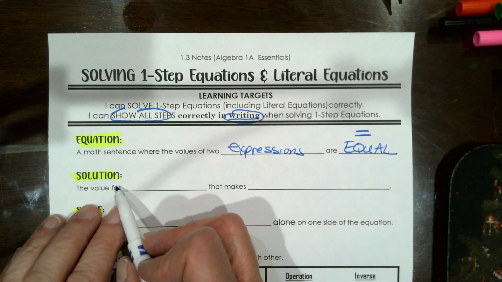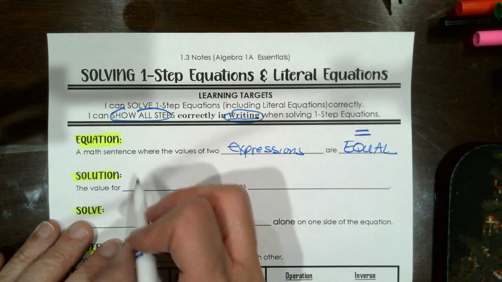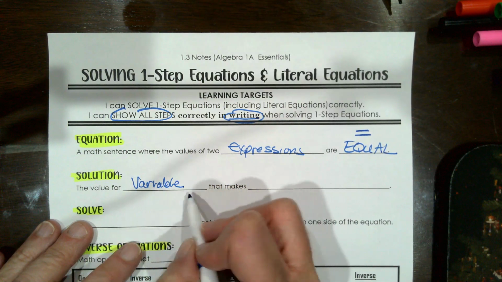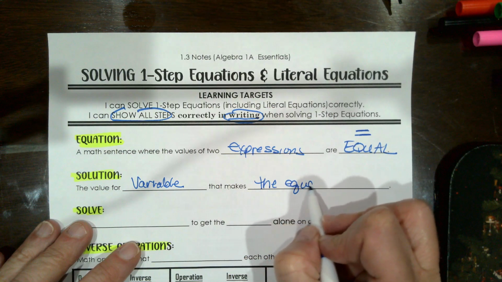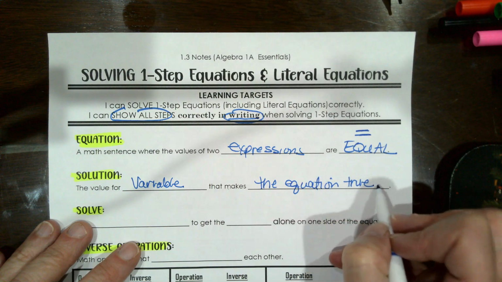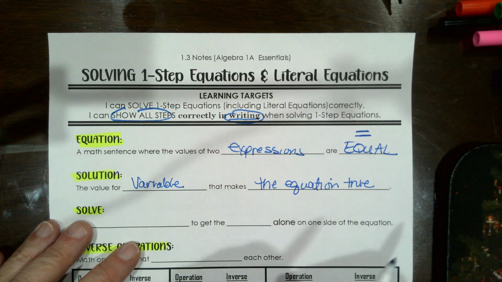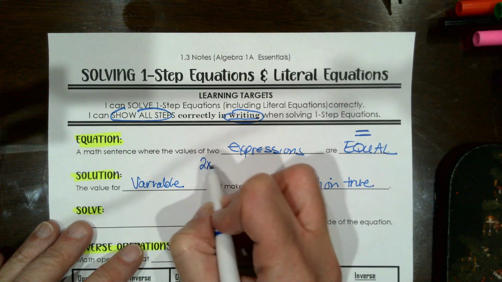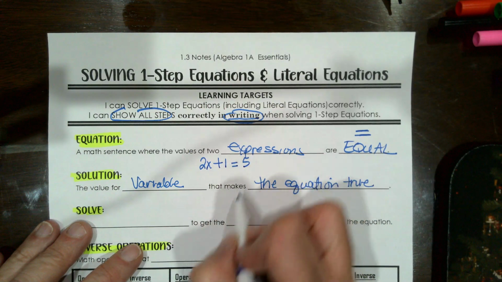Now, when we talk about a solution, we're looking for a number, the value for the variable that makes the equation true. What that means is, if we were to replace the variable with that number, we would get a correct calculation. So I'm just going to make something up really easy, like 2x plus 1 equals 5.